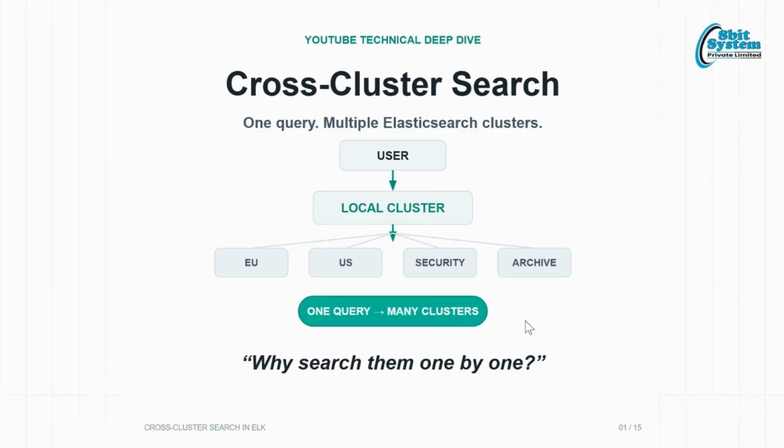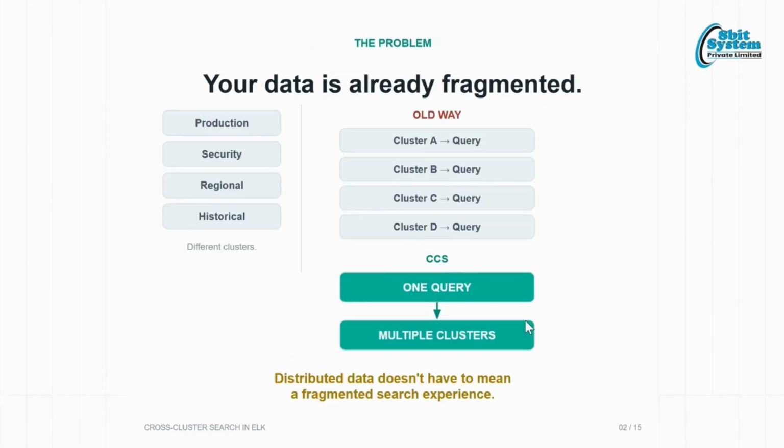Let's see how. In real-world environments, data is often intentionally separated. Production might live in one cluster, security in another, and regional or historical data somewhere else. Without CCS, we are querying these clusters separately during an incident. That's a pretty terrible scavenger hunt.